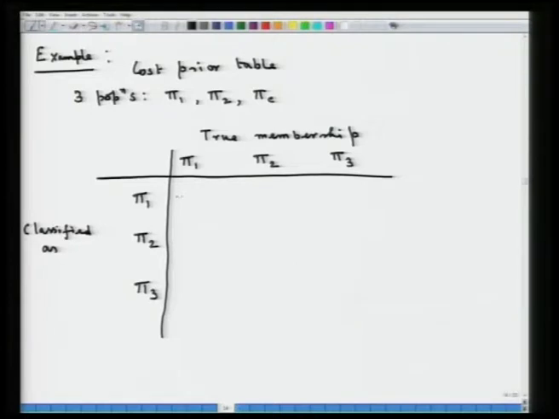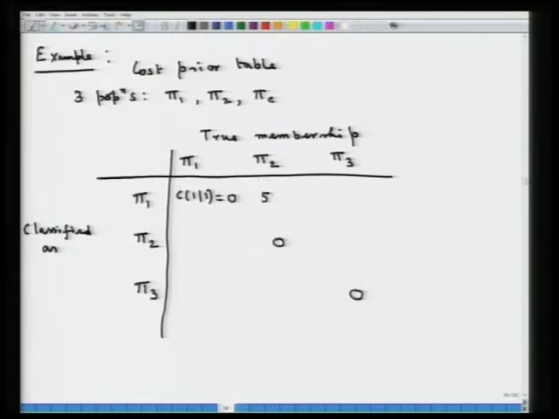Now if we have an observation classified into pi 1, and if the true membership is really pi 1, then there should not be any cost of misclassification. So this entry here, which is C11, that is, it is coming from pi 1 and getting classified into pi 1 itself, should be equal to 0. So all these 3 diagonal entries, C11, C22 and C33, are zeros. The off diagonal elements are costs of misclassification.